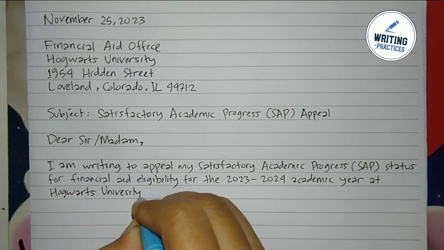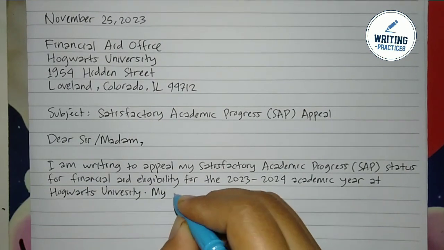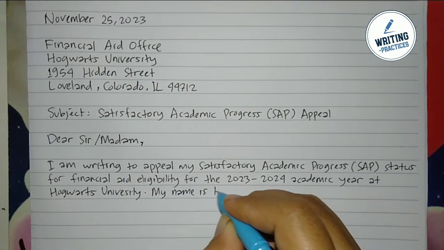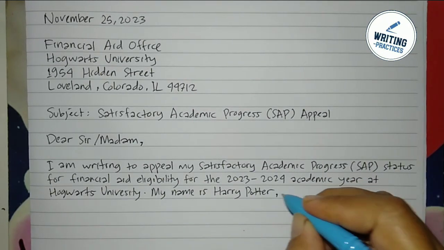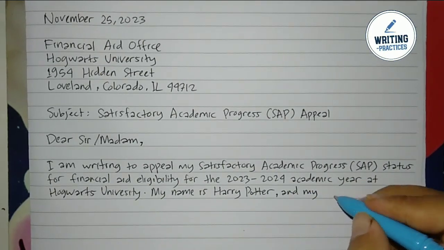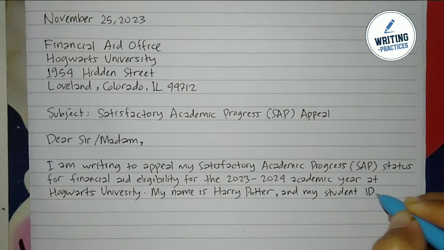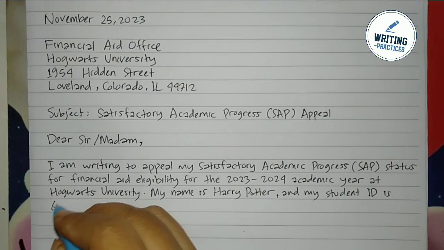And after mentioning your intention, you can then introduce yourself. You should mention your full name, and also your student ID. For example, the writer's name is Harry Potter, and his student ID is 666666.